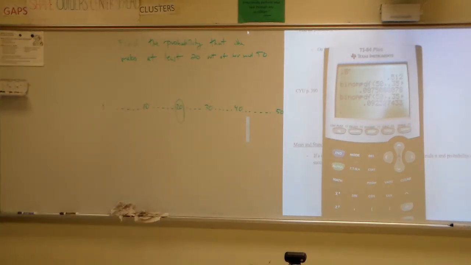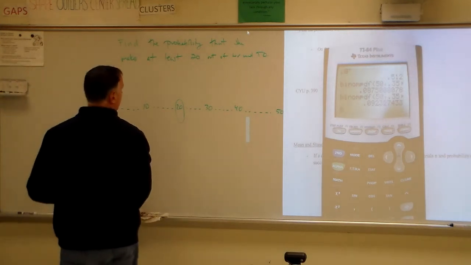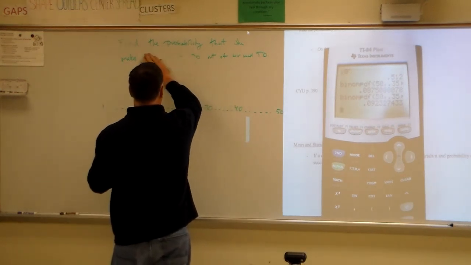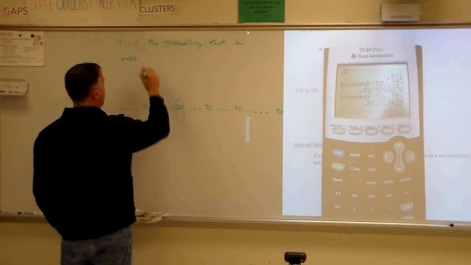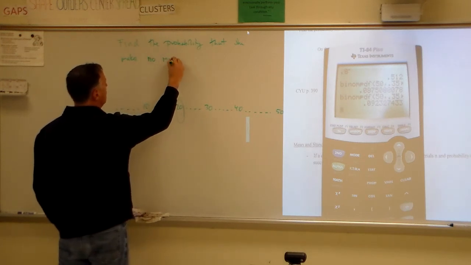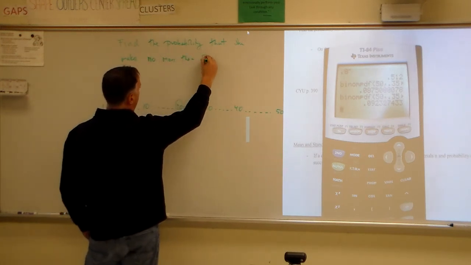What is the probability that she makes... Actually, I'm going to change that. I want to do that next. Probability she makes, let's do this first. Find the probability that she makes no more than 50.